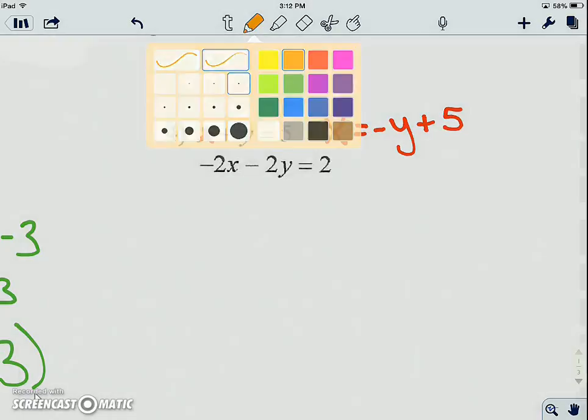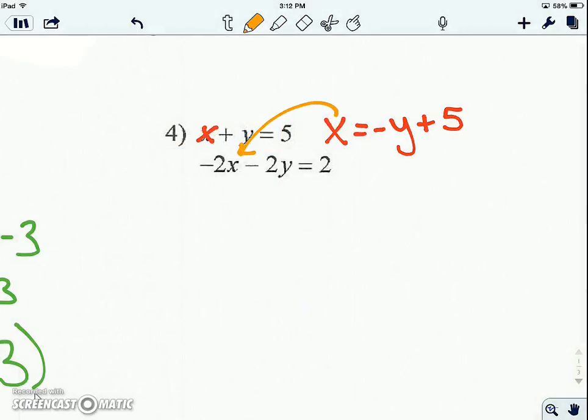Step 2 says to plug this x in to this one. So negative 2 times negative y plus 5 minus 2y equals 2. So I literally put this right here. Now it says then to solve.